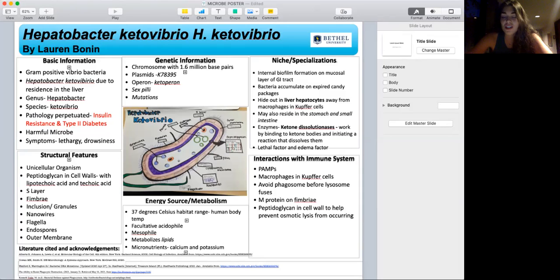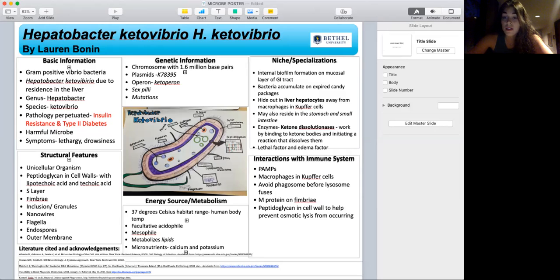A little bit about the specializations of this bacterium are that they can form a biofilm on the mucosal layer of the GI tract. The bacteria additionally can aggregate on expired candy, which is kind of an interesting thing in that a human can ingest this bacterium, and that's kind of how it gets into the body and can do its virulence in that way. They primarily hide out in liver hepatocytes, and in physiology we know that macrophages like to hide out in Kupffer cells. And they can also reside in the stomach and small intestine, like I said before.